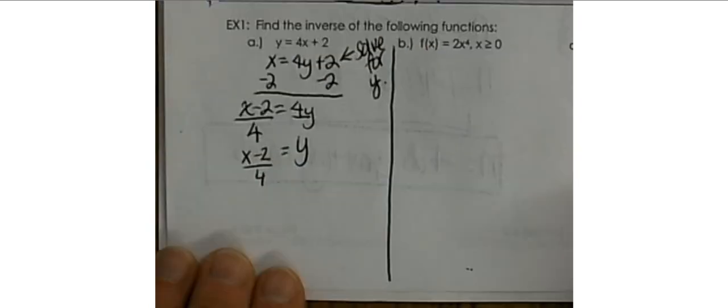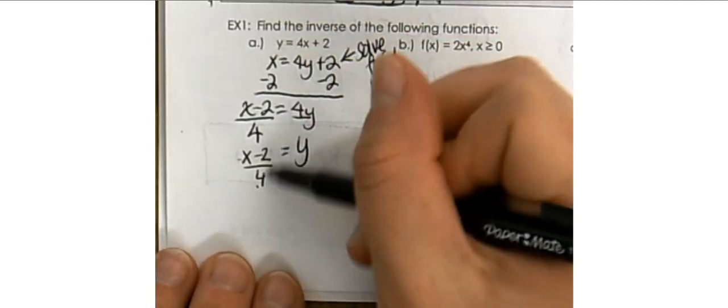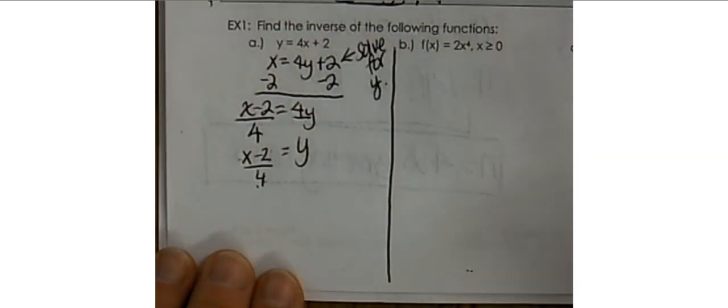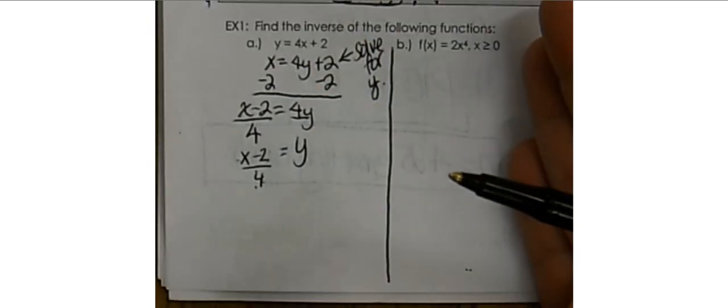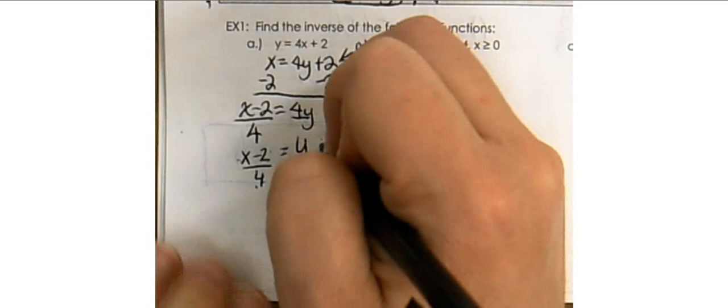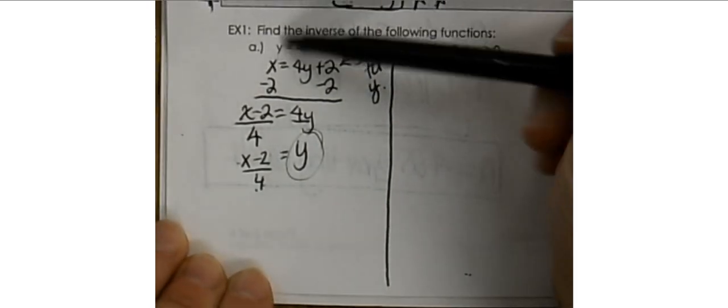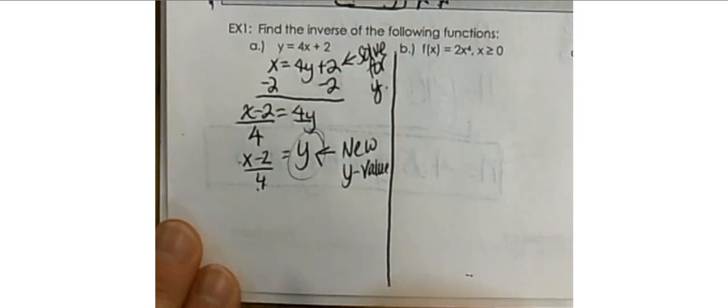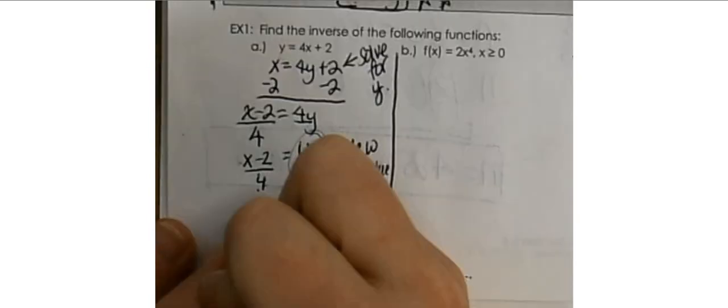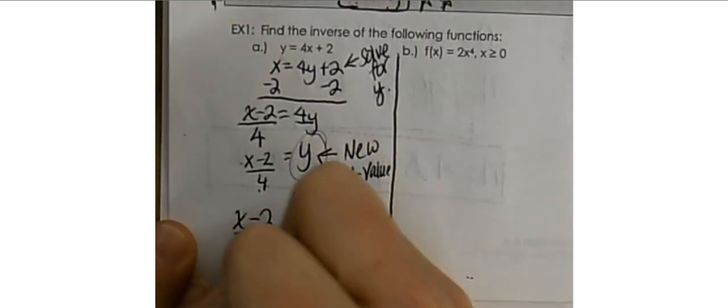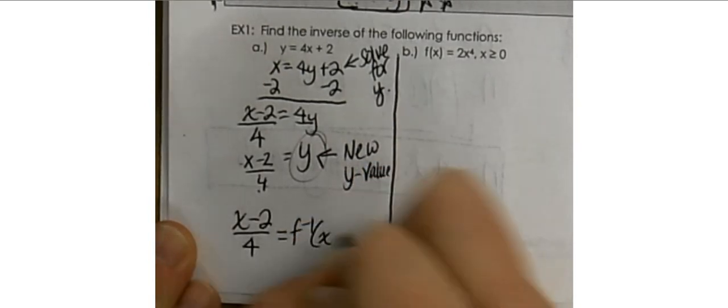If you want, you can change this into x over 4 minus 2 over 4 and simplify even further. You don't have to. This is a fine way to finish your problem. But now that y is alone, I need to replace that letter y with f inverse of x, because that establishes the difference between our original y and our new y. So this is my new y value. To make sure that I establish that this means something different, I'm going to rewrite my answer as x minus 2 over 4 is equal to f inverse of x. And that is my answer.